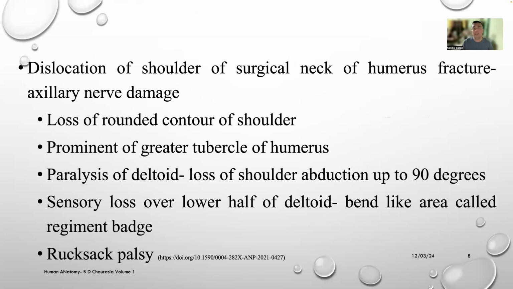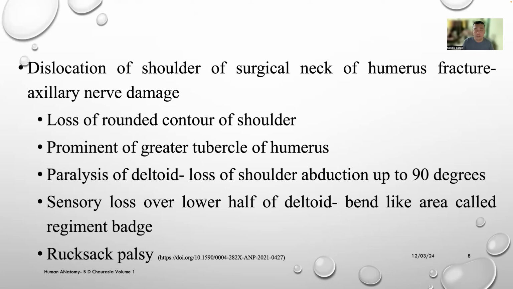Another thing is in case of dislocation of the shoulder joint, or else surgical neck of the humerus fracture. In that case, the axillary nerve can get damaged because the axillary nerve is passing nearby that structure, around the head of the humerus.